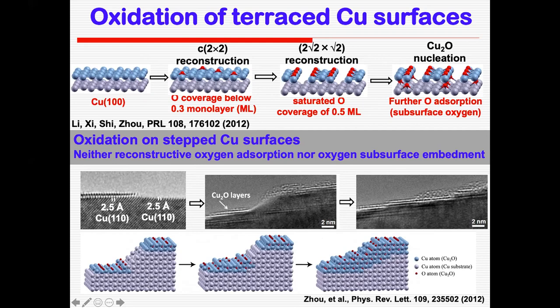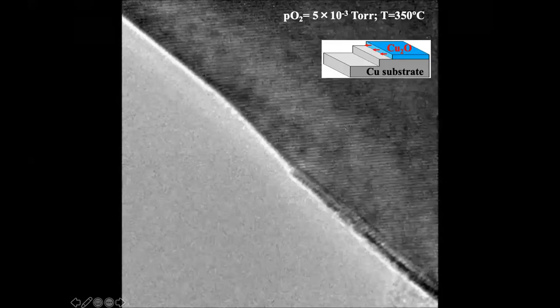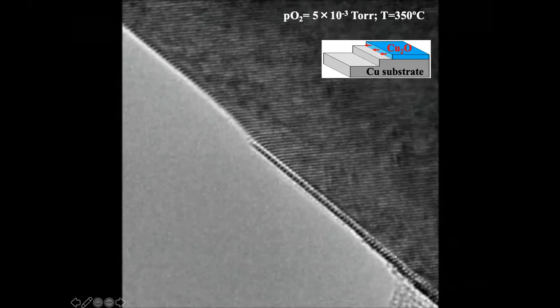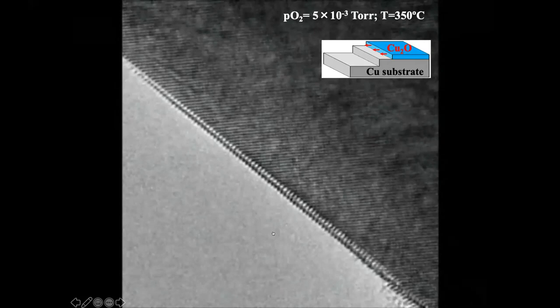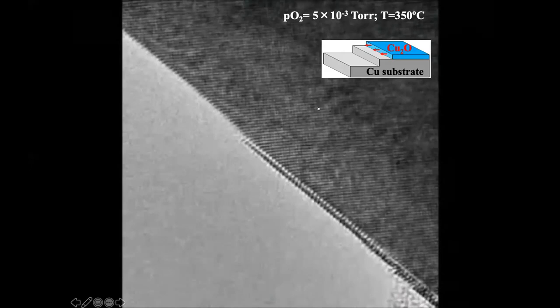All right, so then we can also look at the step edge. The step edge not only provides free, mobile copper atoms for the oxide formation on the flat surface area, it can also induce an interesting oscillatory oxide growth. So you can see here, they're moving. We have an oxide layer, this Cu2O, and here we have an atomic step in front. But if you look more carefully, you can see the oxide growth happens through forward motion and also retraction motion. So we can see this step move forward and then move backward. So forward and backward, basically some oscillatory behavior.